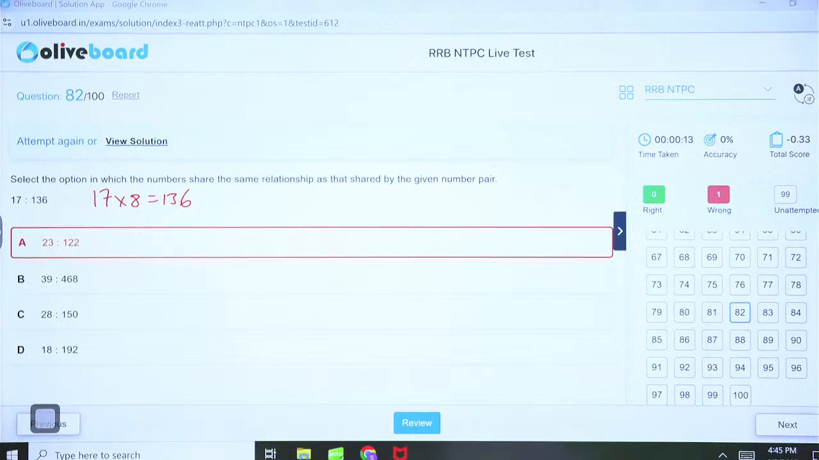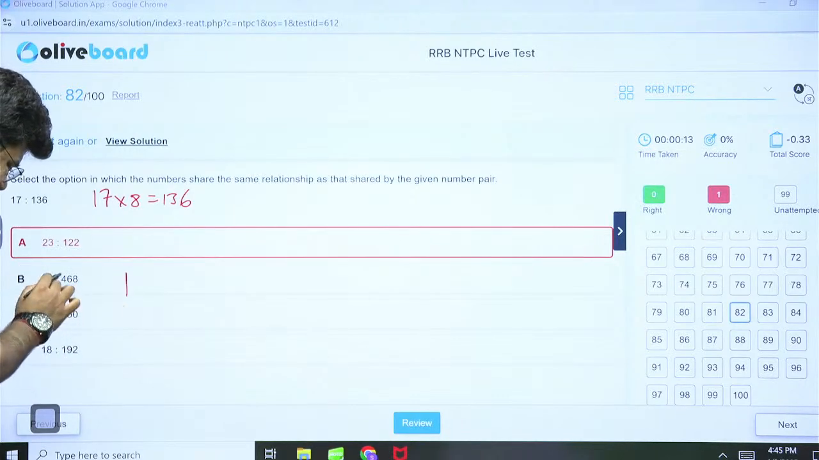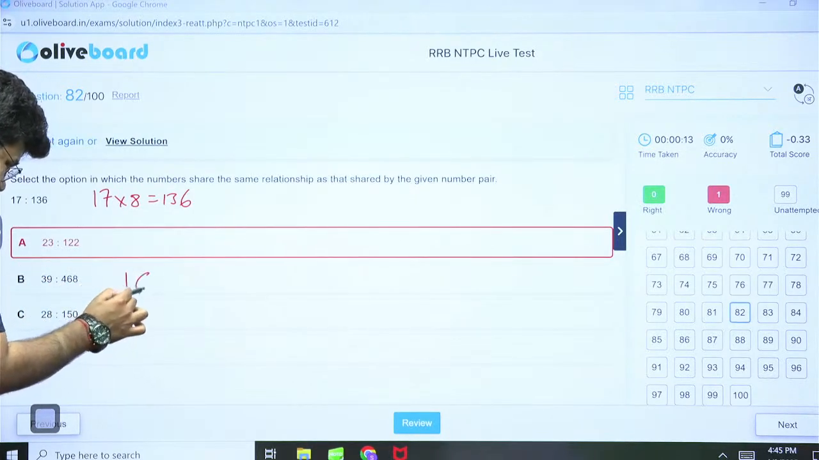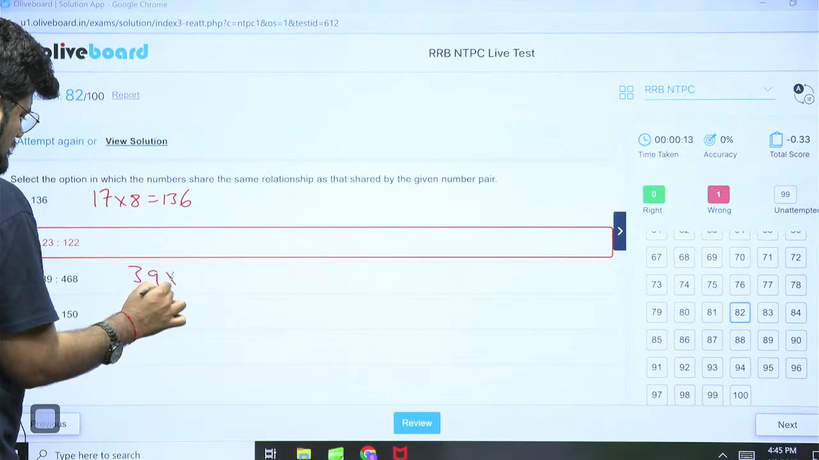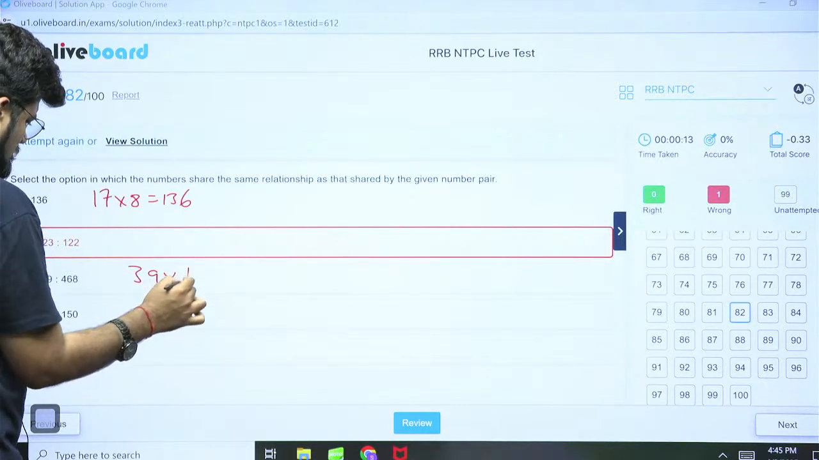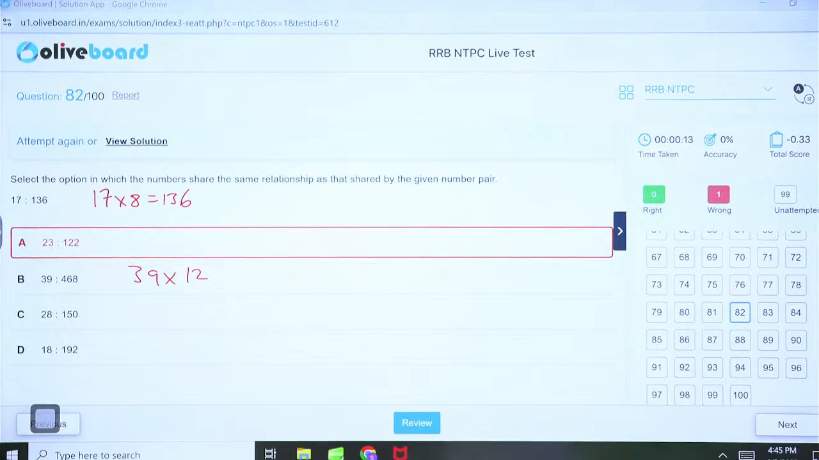$39. 39, 139, 46, 139, 78, 39, 16. Okay, 28 and 150. 28 and 140 should be there. 150. Oh, 28 and 150 should have been the correct answer. Sorry. My bad.